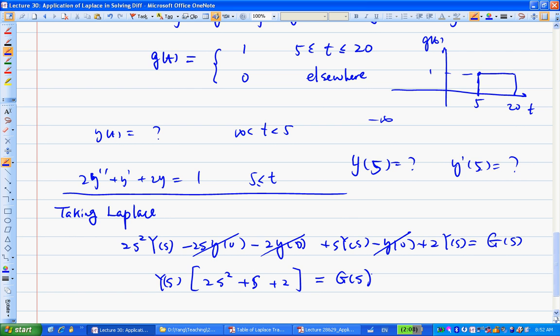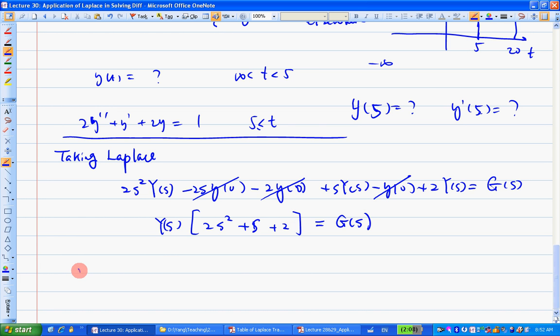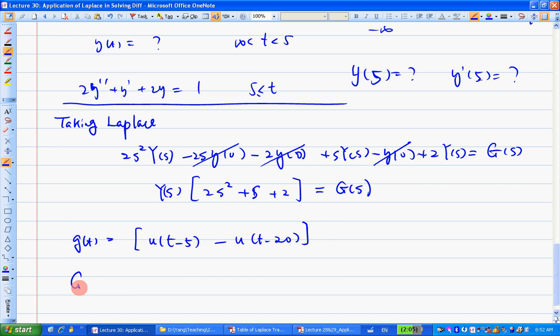Okay, so this is the Laplace transform, then what happens here? The next question is, what is the G of s? So G of s is the Laplace transform of this piecewise function. So this is g of t here. Now we learned unit step function. So this g of t basically is, what is it? u of t minus 5 minus u of t minus 20, right? So that's g of t. So the G of s is the Laplace transform of this g of t.